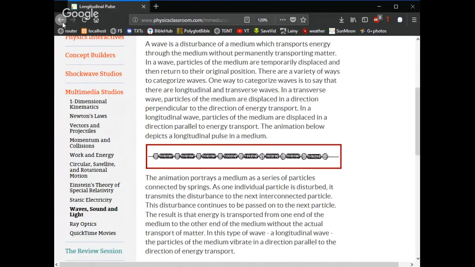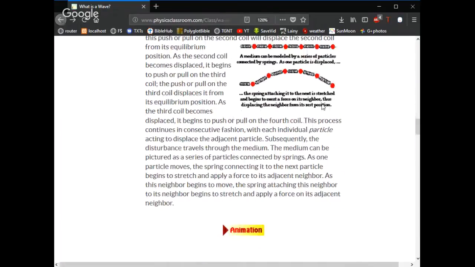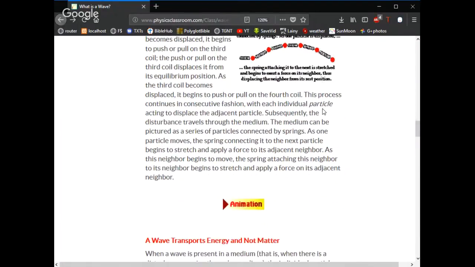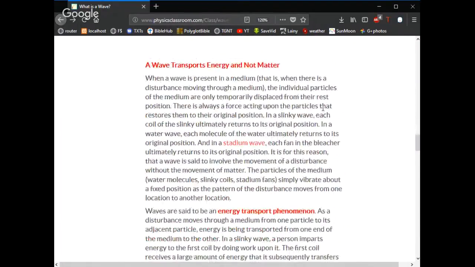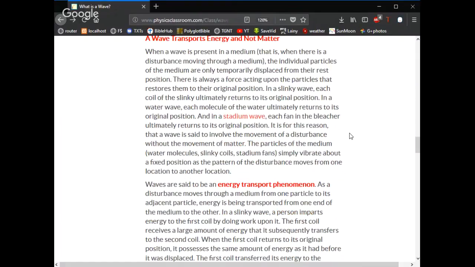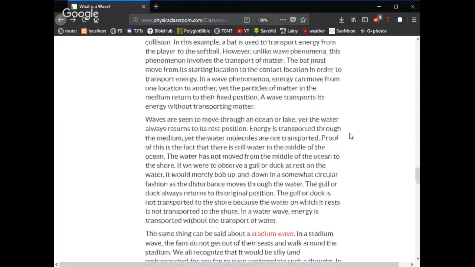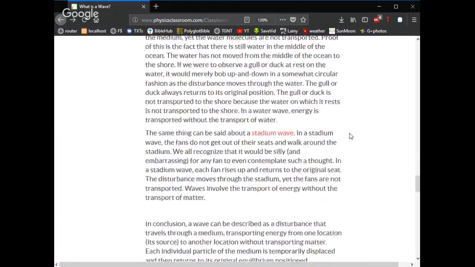So let's go back to this article. I don't remember if there was something else I wanted to read in there, but they're saying, mainly, that a wave transports energy and not matter. Which again, don't you need a medium? And they're saying, well, the longitudinal wave is its own medium.